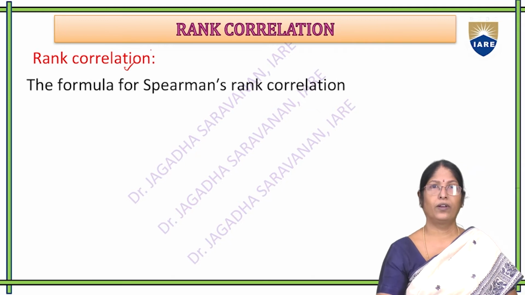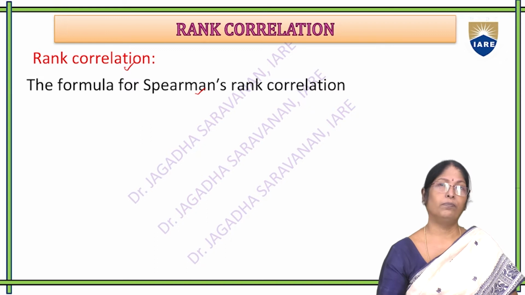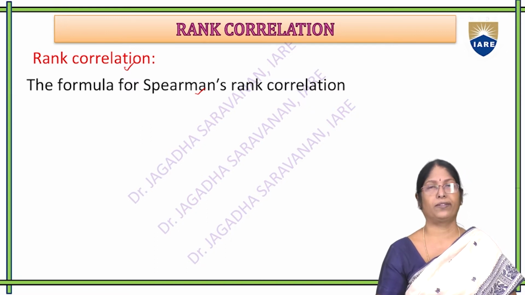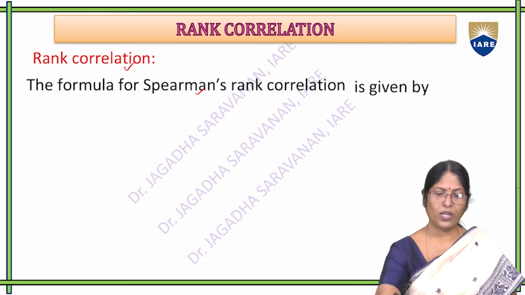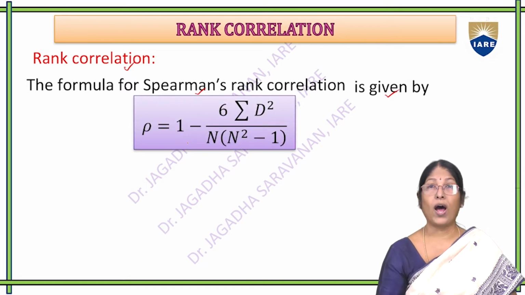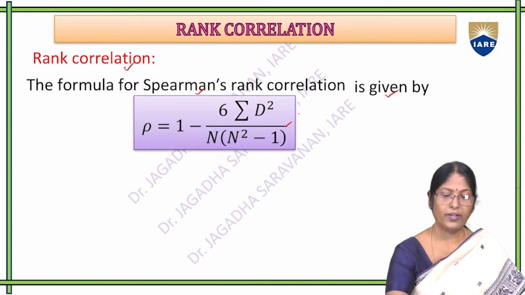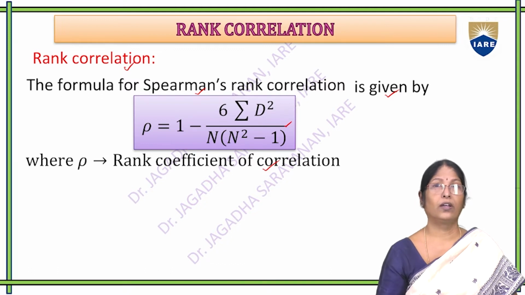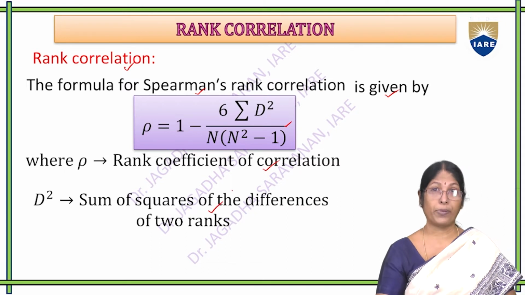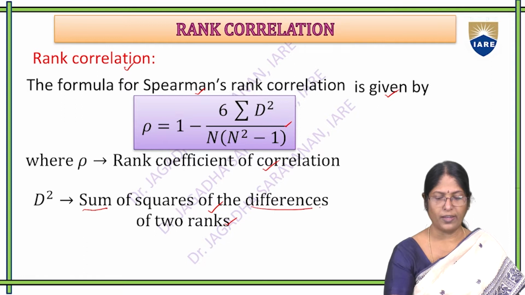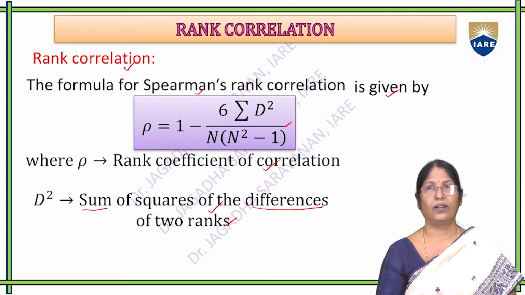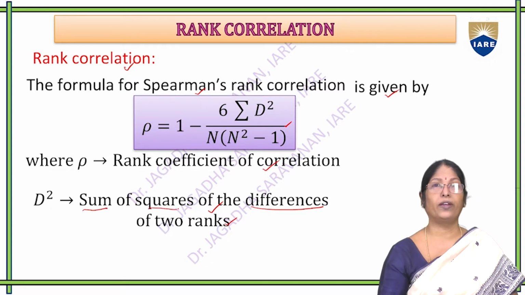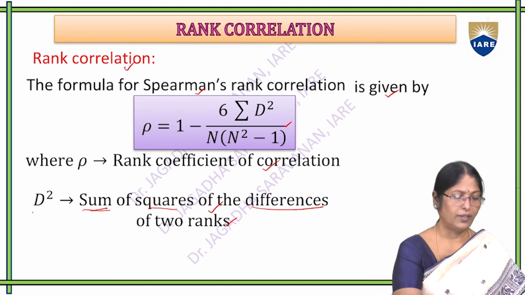The rank correlation formula, defined by Spearman and bearing his name, is Spearman's rank correlation, given by rho equals 1 minus 6 summation d squared divided by n times n squared minus 1, where rho represents the rank coefficient of correlation, and d squared represents the sum of squares of the differences of two ranks. Between the ranks, we take the difference, square it, and take the summation; that is the d squared.